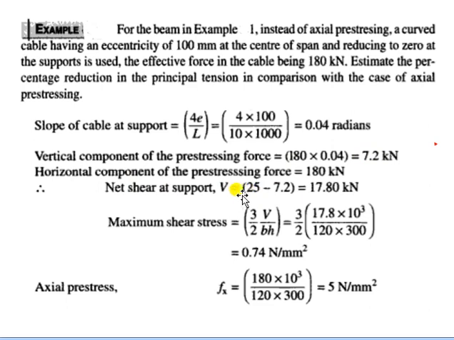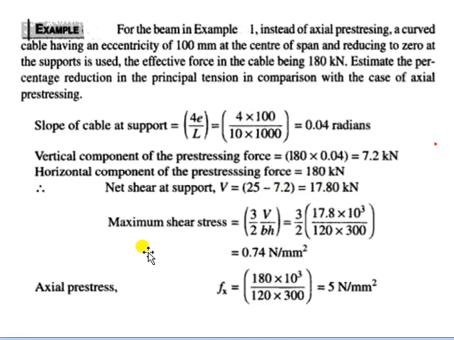So that will become P or F alpha, which is equal to 7.2. Net shear force will be equal to the shear force due to live load and dead load, that is 25, minus the shear force due to the vertical component, that is 7.2. So therefore the net shear force at support is equal to 17.8 kilonewton.